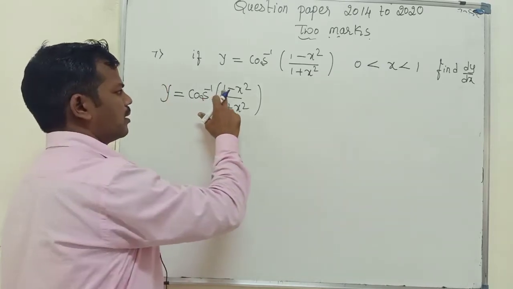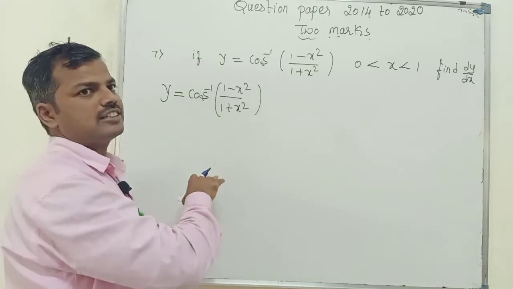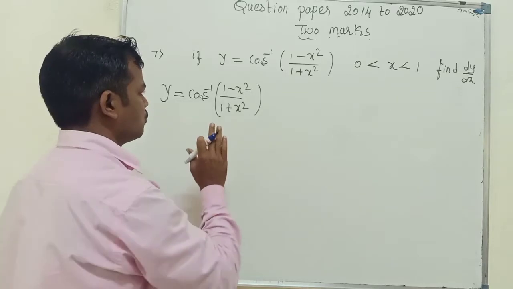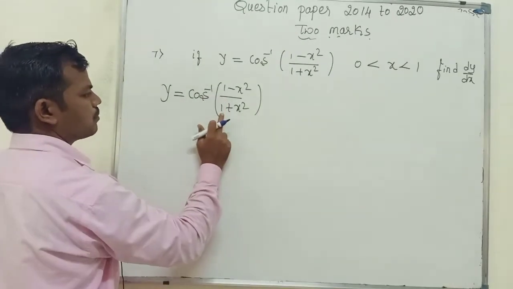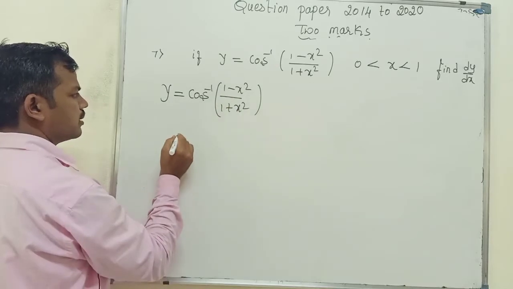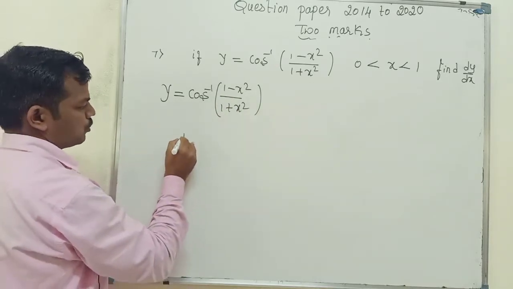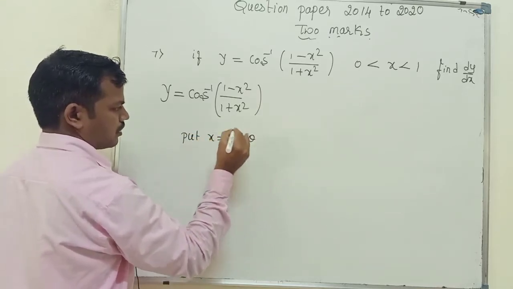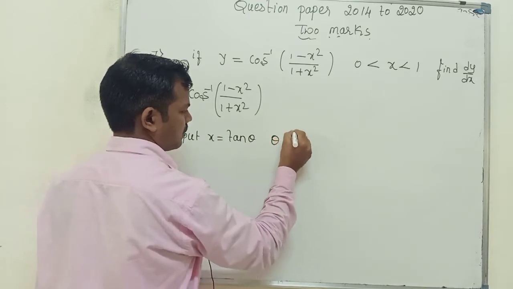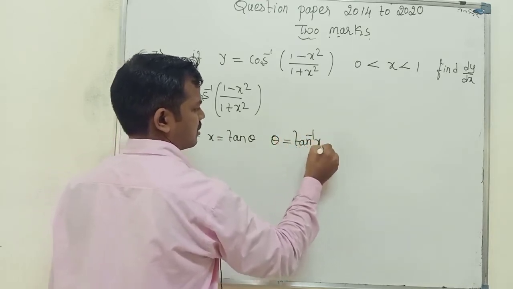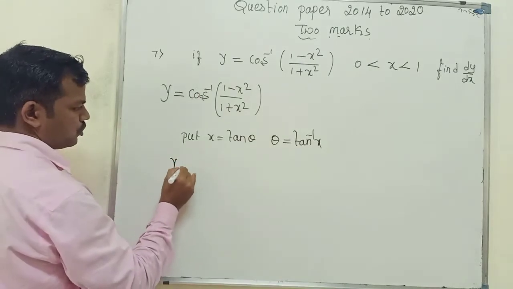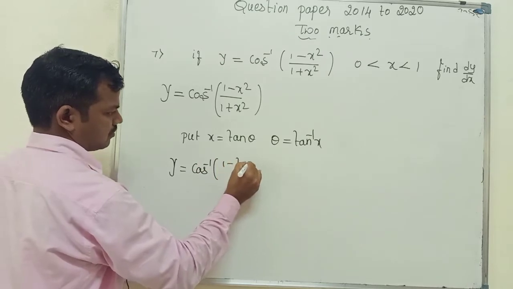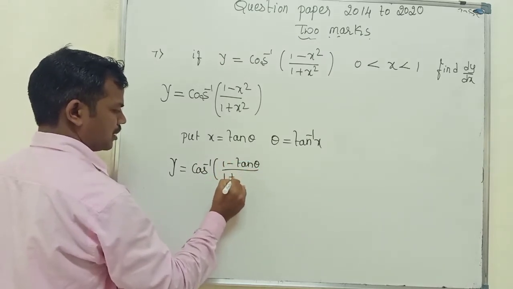So if we have 1 minus x square divided by 1 plus x square, we have already studied this in the inverse trigonometric function, so you should remember that. So what substitution? Here you have 1 plus x square and 1 minus x square, so you have to take x equal to tan theta. Put x equal to tan theta, then theta is equal to tan inverse x. So now we put this: cos inverse of 1 minus tan theta divided by 1 plus tan theta.